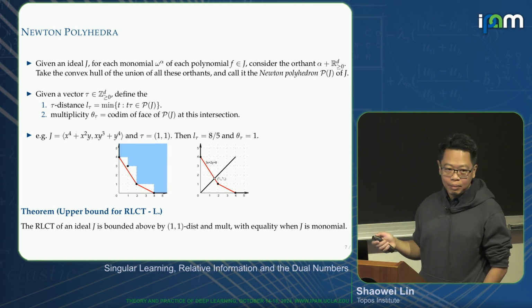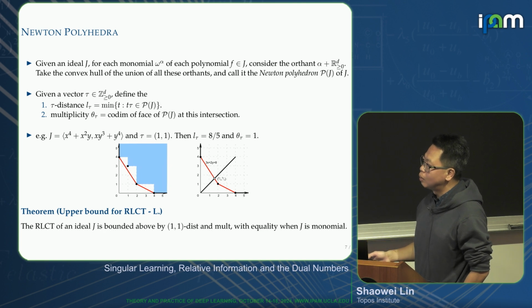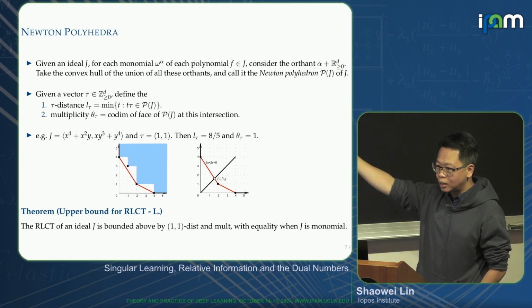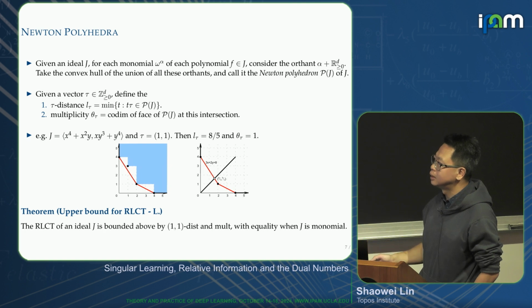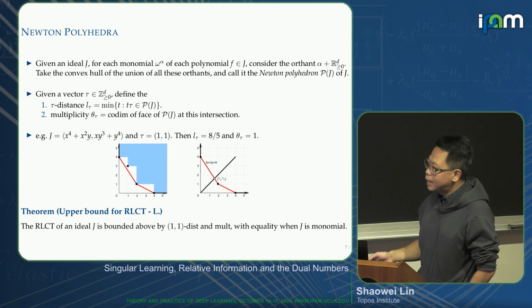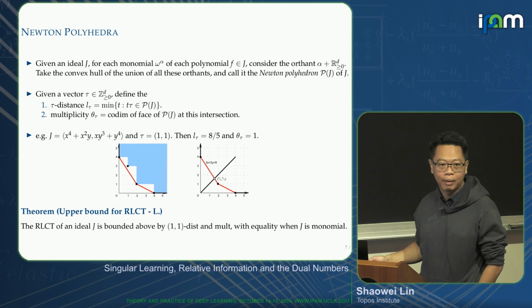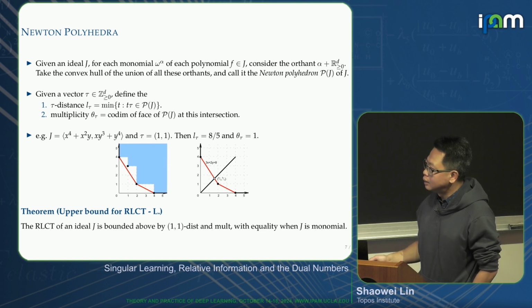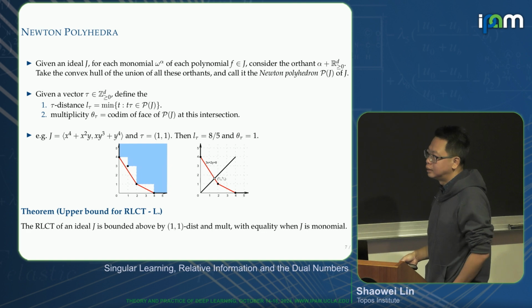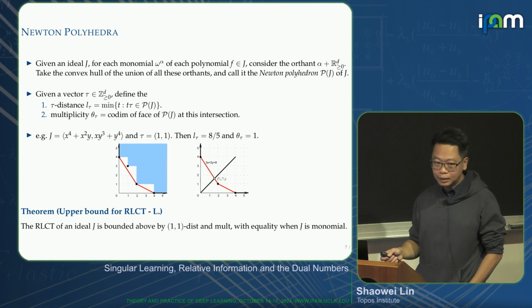Then if you want to estimate your real log canonical threshold, first you have to pick a direction tau. In this case, our direction tau is going to be the 1, 1 vector, the all ones vector. And then you ask, when does this line that starts from the origin and goes in the tau direction intersect my Newton polyhedra? The scaling constant t that you multiply to your tau to get the intersection point is called the tau distance.